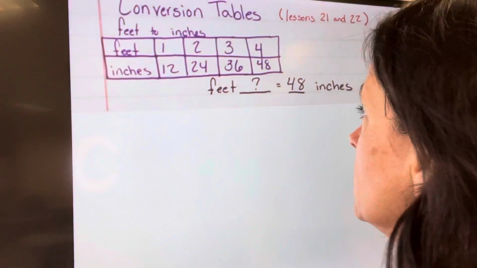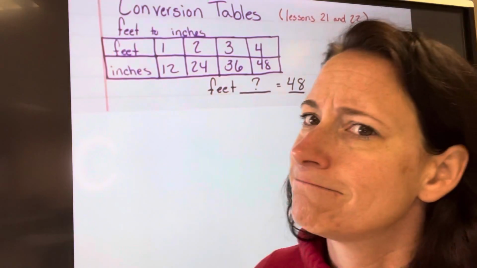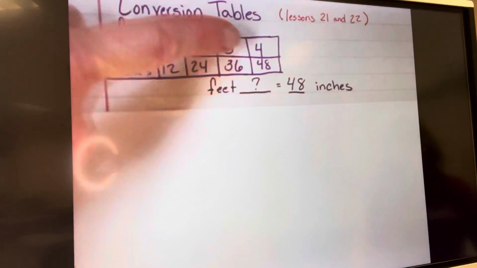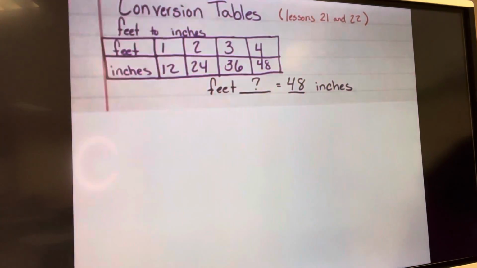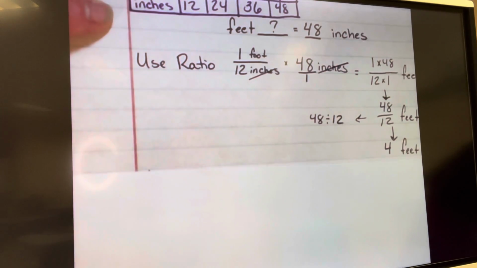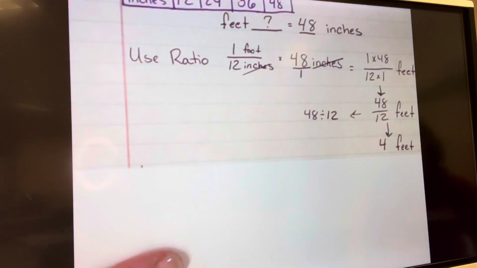Just like we've practiced before, once you have your table, it's very easy to answer your questions. If I give you 48 inches, how many feet are there? Well, it's very easy to see from this table that it's going to be 4 feet. So let's take a look at some math, okay? Here is some crazy math that we can do.